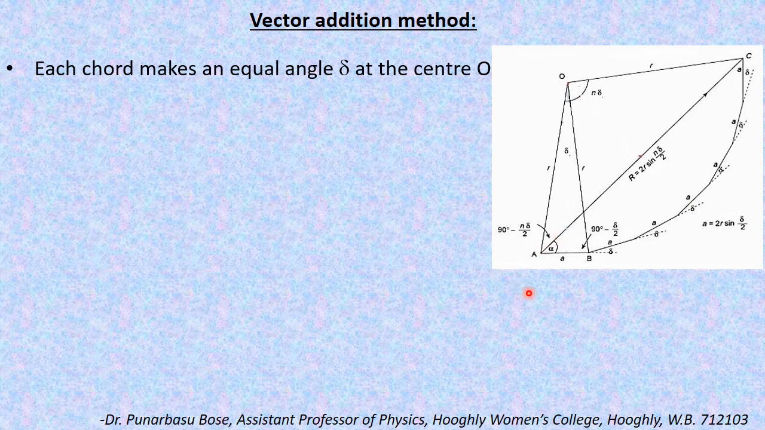To find these, we consider the following facts: each chord having the same length will subtend the same angle at the center of the polygon, or we may say that these vectors are along the chords of a circle having radius r and having center at O.